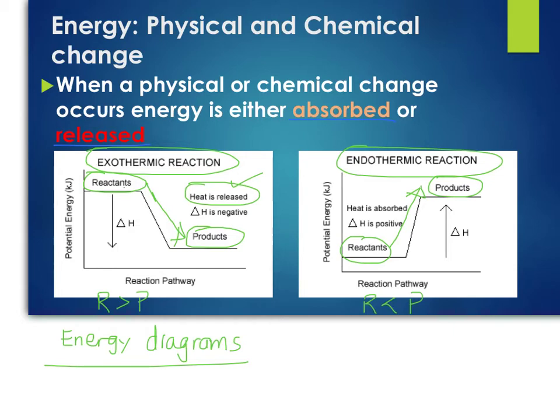One thing we have to be careful with here is this is in terms of energy. So in an exothermic reaction, the products have less energy than the reactants. In an endothermic reaction, the products have more energy. And again, the key word here is energy.